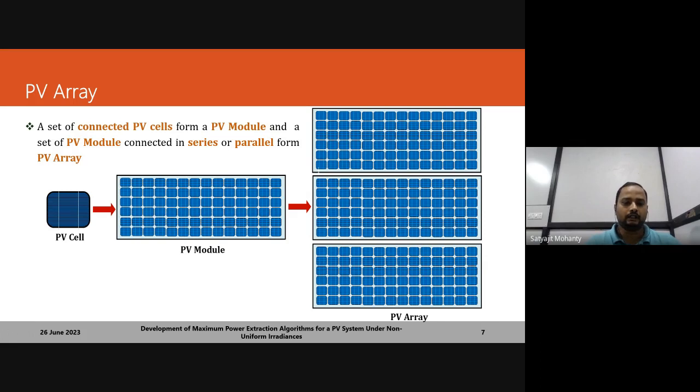We know a PV cell gives only a small voltage, like 0.5 or 0.6 volts. If we connect cells in series and parallel, it forms a module. And if we connect numerous PV modules in series and parallel, it forms a PV array. Depending upon the requirement, we connect the cells in series and parallel.